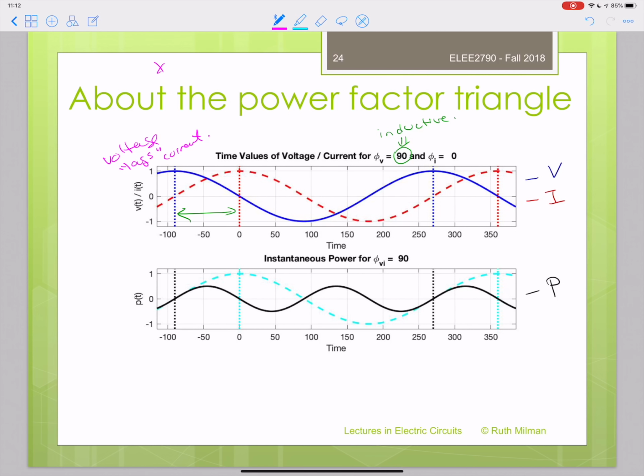We know that Z_L is equal to R plus jX. In this case, there is no R. It's a purely inductive load. And if it's positive, this is inductive. And we talk about inductive reactance being positive. So what does that tell us with respect to the power?